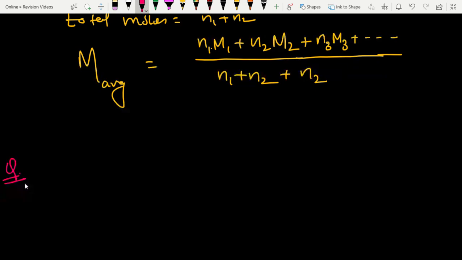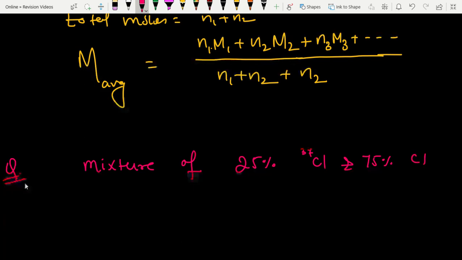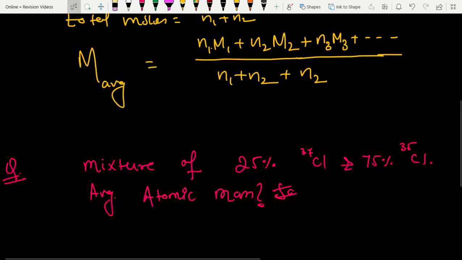We have a mixture containing 25% chlorine-37, which is an isotope of chlorine, and 75% chlorine-35. Then calculate the average molar mass. What will be the average atomic mass of the sample?